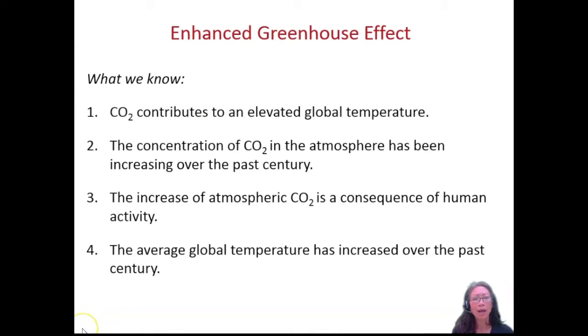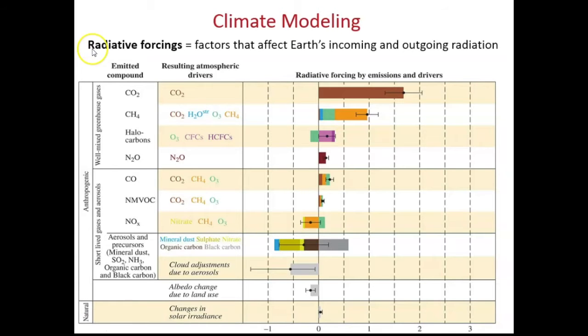What will happen in the future? And that's thanks to climate modeling. In climate modeling, this is predicting what will happen as far as temperature, and a lot of factors go into predicting future temperatures of Earth. The factors are called radiative forcings, and it is taking into account the incoming heat that we get from the sun and outgoing heat. And a lot of things go into this.